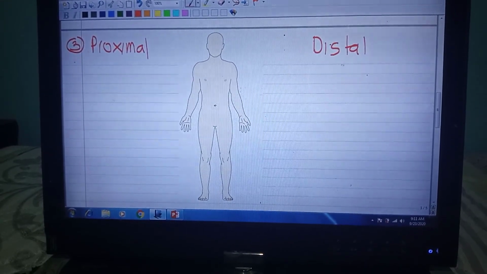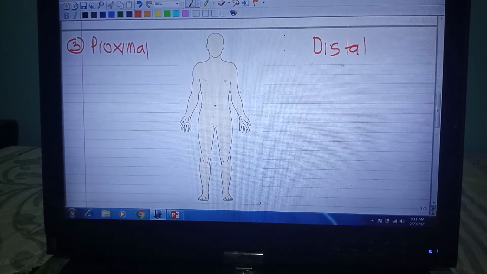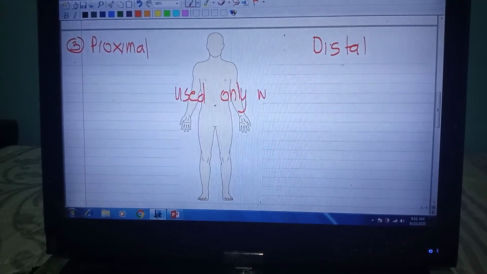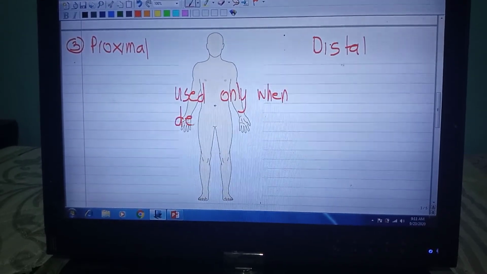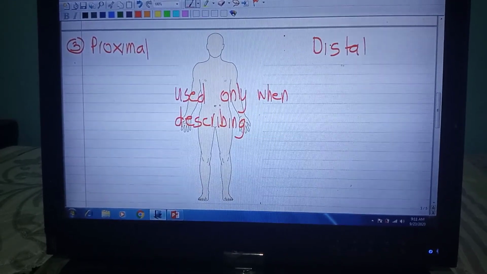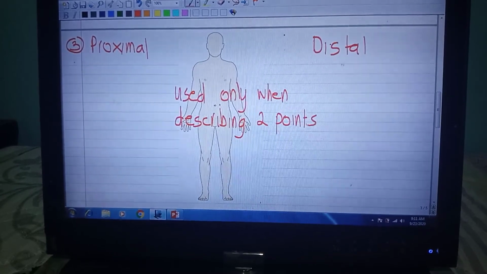Proximal and distal. First, remember that your proximal and distal, take note, they are only used when describing points on the same limb. Ibig sabihin, ginagamit lang po ito when describing points of the same limb. Lalagay ko lang dito, use only when describing 2 points.